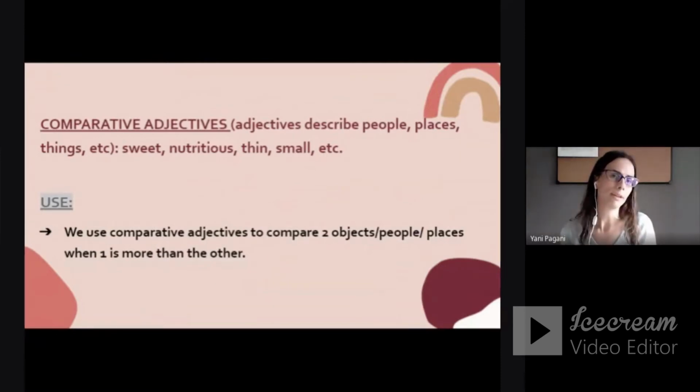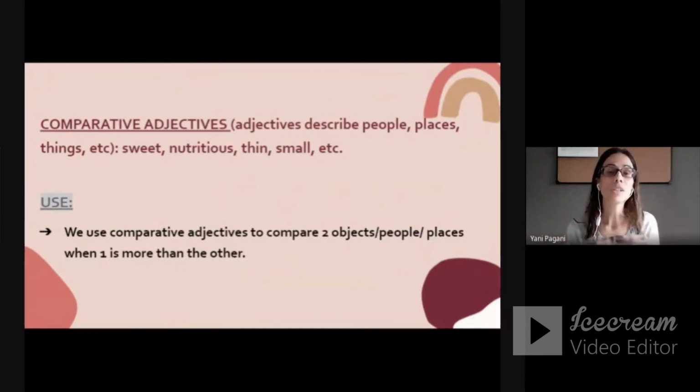Comparative adjectives are used, as we said before, to compare two different things. I'm sure that as nutritionists, you probably have used this in Spanish many times to compare two nutrients, for example, carbohydrates and protein, or to compare two different types of diets, or to compare food, okay?